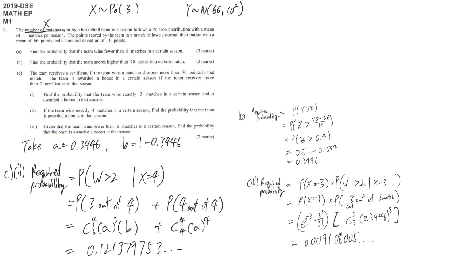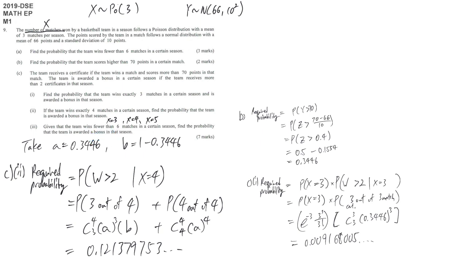The final part, they say "given", that means we are going to handle the conditional probability. We have to calculate the target among all possible paths to fulfill the requirement. But anyway, they say fewer than 6 matches. Together with how they ask the question in C1 and C2, it's very obvious that they want you to separate when x is equal to 3, x is equal to 4, x is equal to 5.